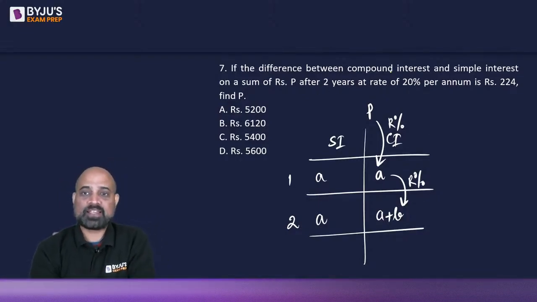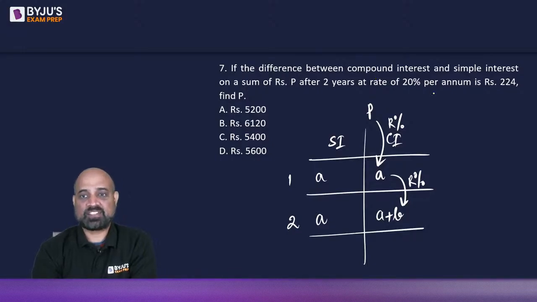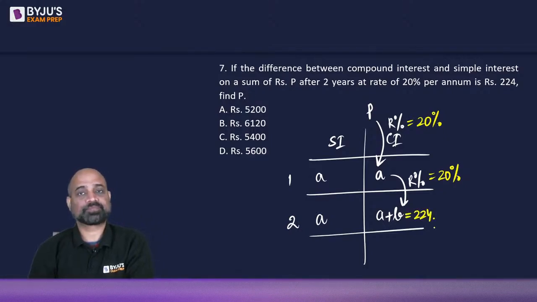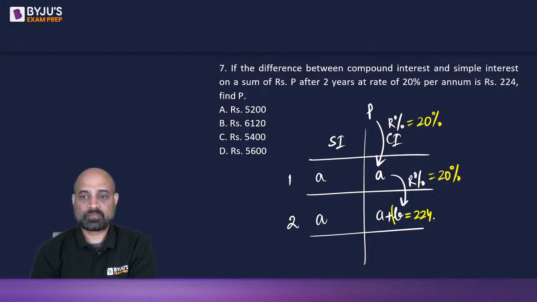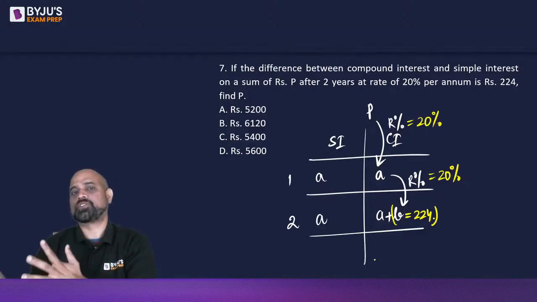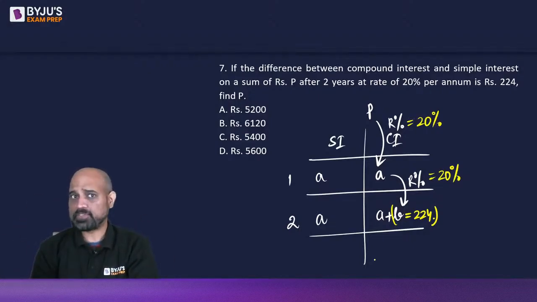Now, the question says the difference between the interests at 20%. So this is given to us as 20% already, thankfully. And the difference is 224. That means this B is 224, not A plus B. Because if you look at the difference, in other words, what extra is written on the right hand side? 1B is written extra. That will be the difference if you subtract, if you take out the common things.